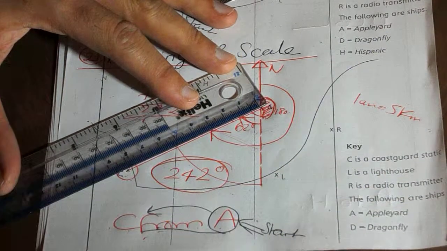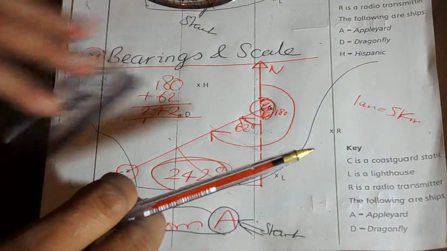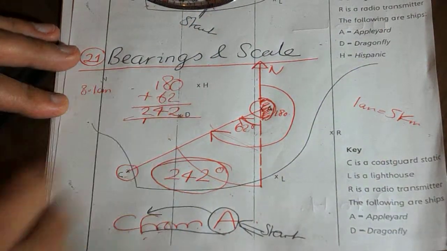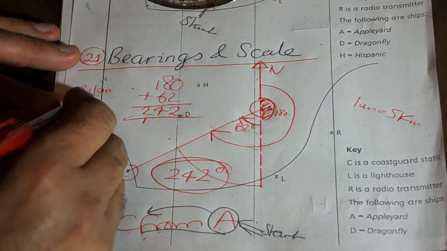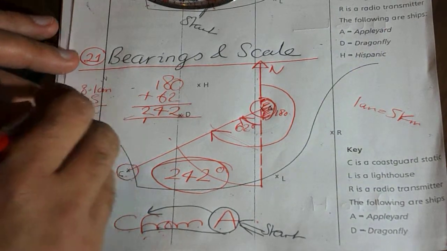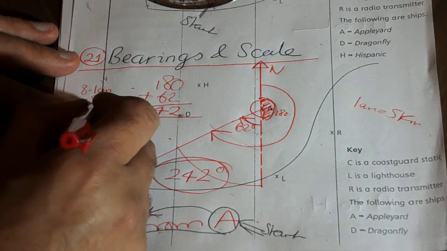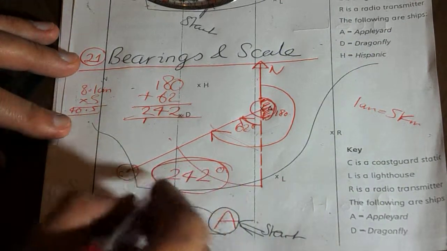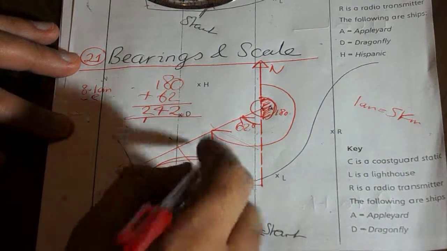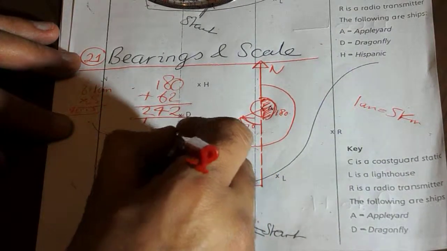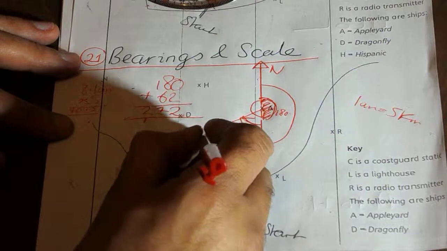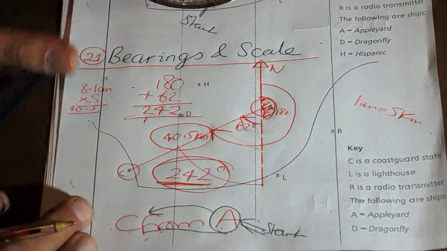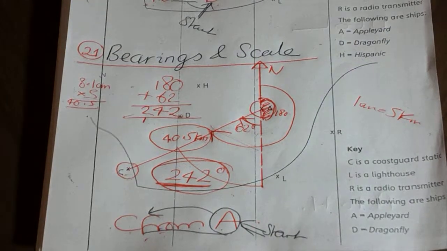So I'm getting an answer which is 8.1. So we have 8.1 centimeters, and we have to multiply it by 5, the scale factor. Okay, so that'll give you 40.5. So we have a bearing of 242 degrees and a distance apart of 40.5 kilometers.